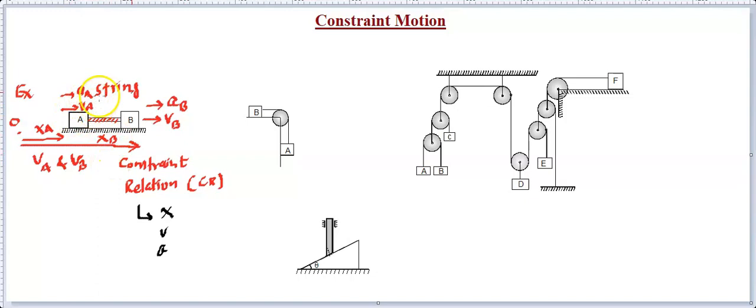So that was one example. There's another example, which you can see here. Now let's say there are two blocks A and B. We call them a block or particle, and this is called a pulley.